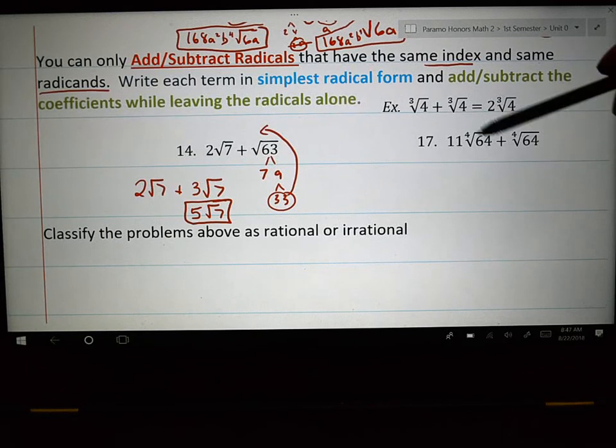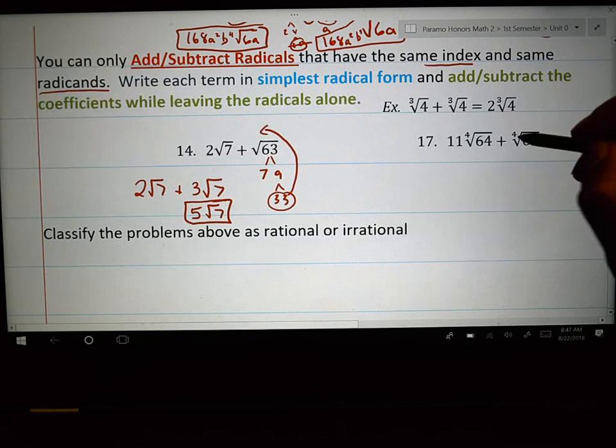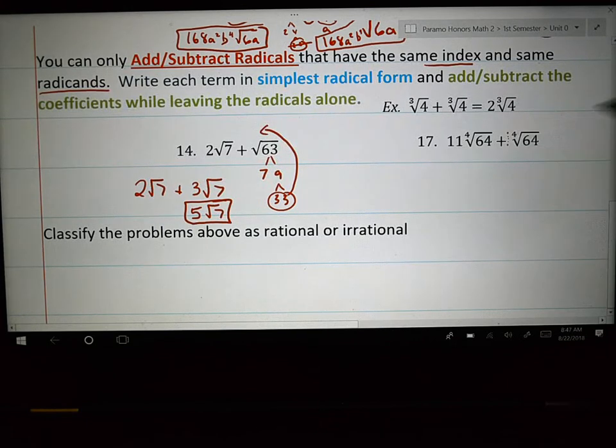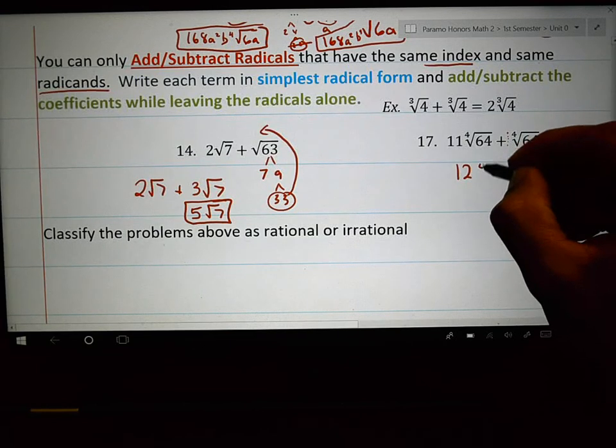4th root of 64 plus the 4th root of 64. Is it the same index? Yes. Is it the same radicand? Yes. You have 11 times the 4th root of 64 plus how many of them are over here? There's this invisible 1 right in front. You have one of those right there. What is 11 times the 4th root of 64 plus 1 times the 4th root of 64? How many will that be? Times the 4th root of 64.